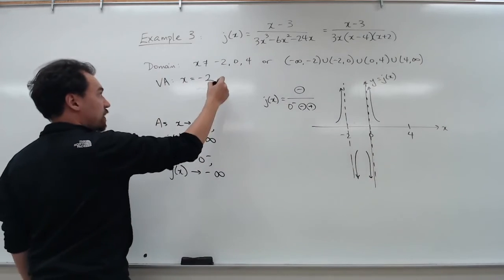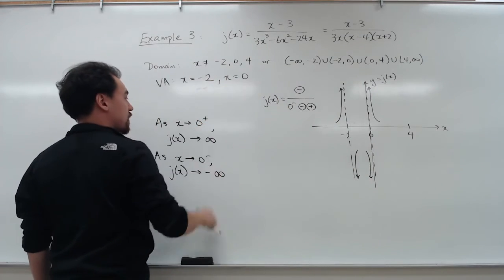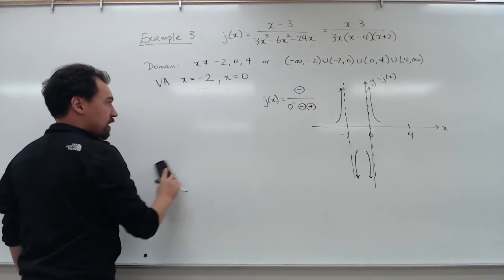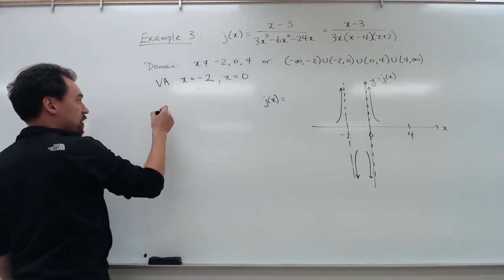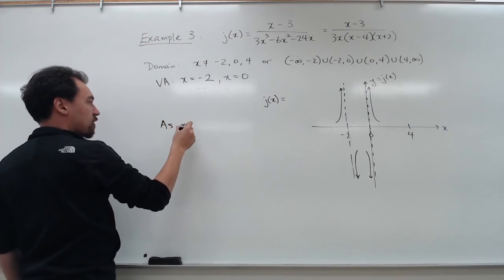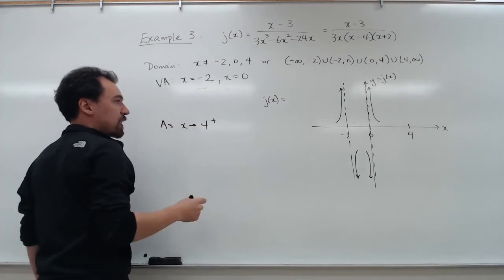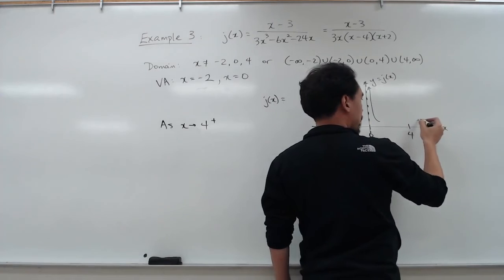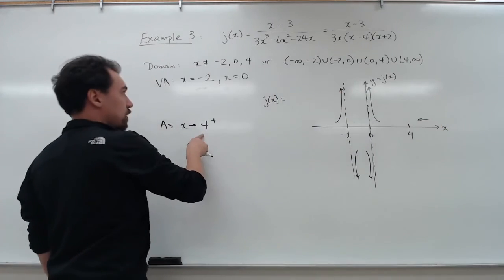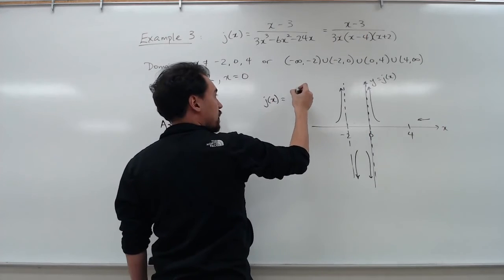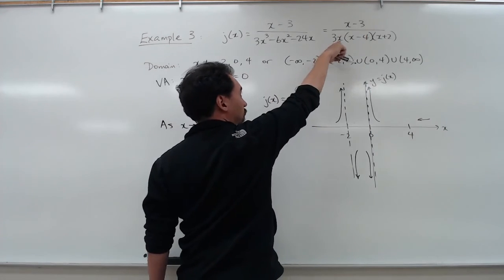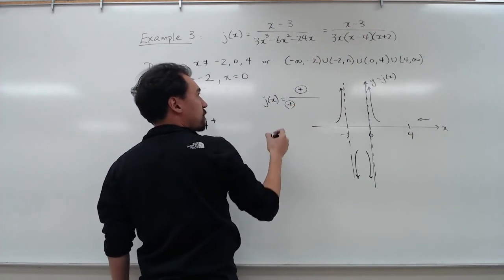So I know I have a second vertical asymptote at x equals 0. We can erase this and do the analysis again for close to 4. So I'll say, as x approaches 4 from the positive side, coming this direction. So close to 4 minus 3 is close to 1, that's positive. Then close to 4 times 3 is close to 12, is positive.